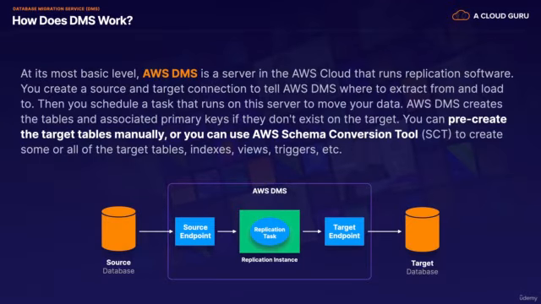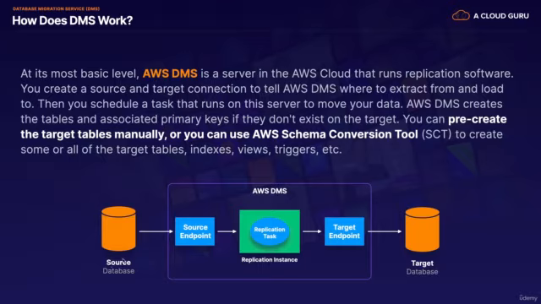At its most basic level, DMS is a server in the AWS cloud and it runs replication software. You create a source and a target connection to tell AWS DMS where to extract from and load data to. Then you schedule a task that runs on this server to move your data. AWS DMS creates the tables and associated primary keys if they don't exist on the target. You can pre-create the target tables manually, or you can use the AWS Schema Conversion Tool, which is called SCT, to create some or all of the target tables, indexes, views, triggers, etc.